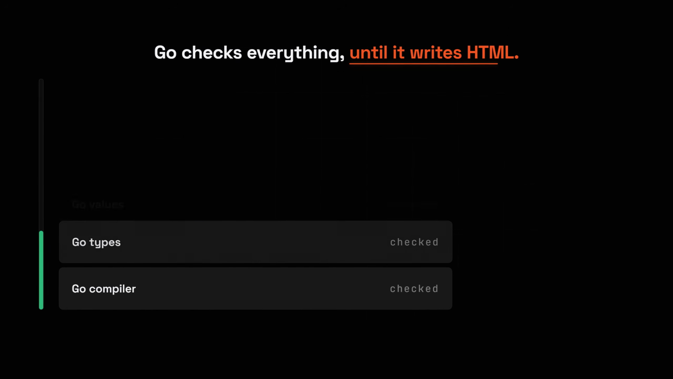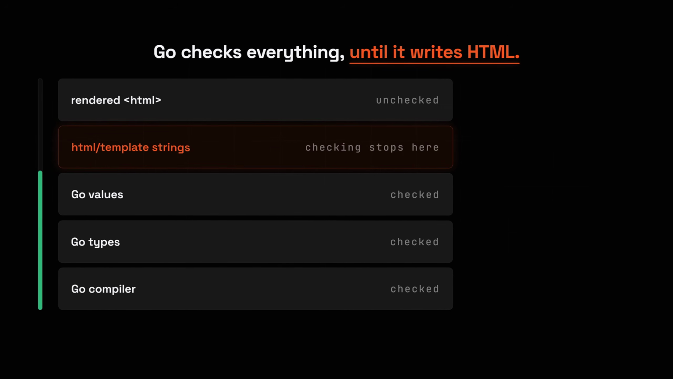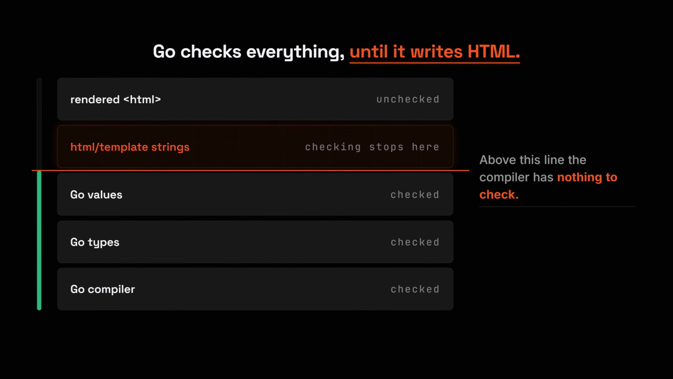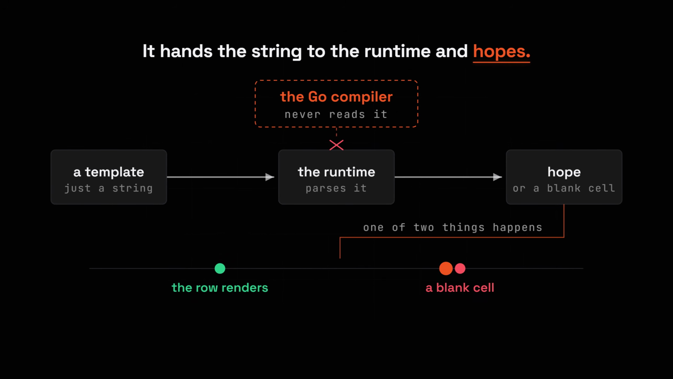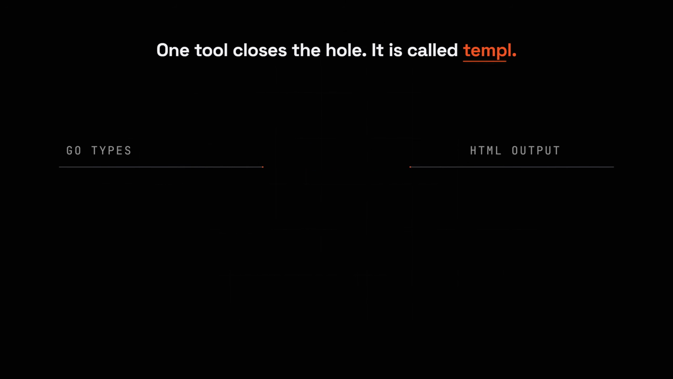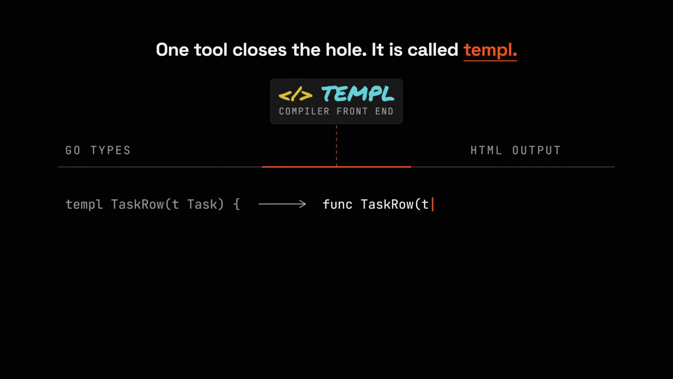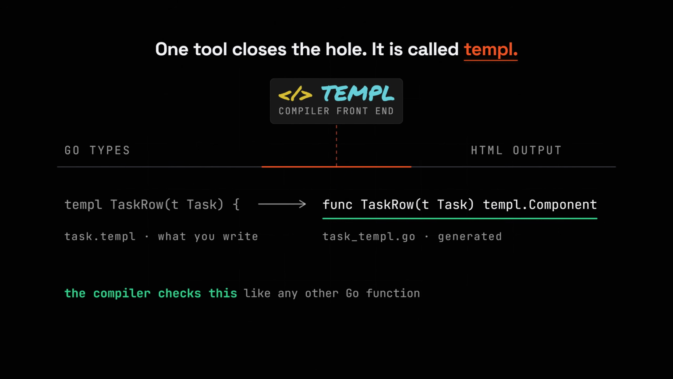That blank cell is why this video exists. Go is obsessive about types, right up until it starts writing HTML. Its built-in templates are strings. The compiler never reads them, it hands them to the runtime and hopes. One tool closes that hole. It's called Templ, and it turns your HTML into Go functions the compiler checks.